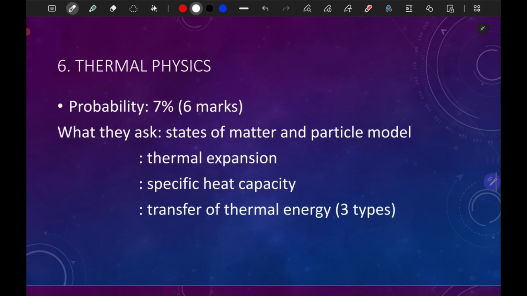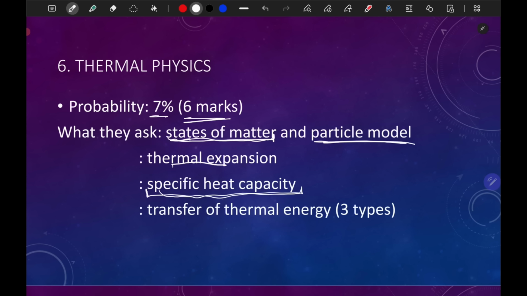Thermal physics. This topic has a probability of 7% and about 6 marks per paper. So what do they ask you? Make sure you understand the 3 states of matter and also the particle model, so the specific characteristics of the particles of the 3 states of matter. The next one is thermal expansion and specific heat capacity. Specific heat capacity is an important one. Make sure you know the formula and how to apply it.